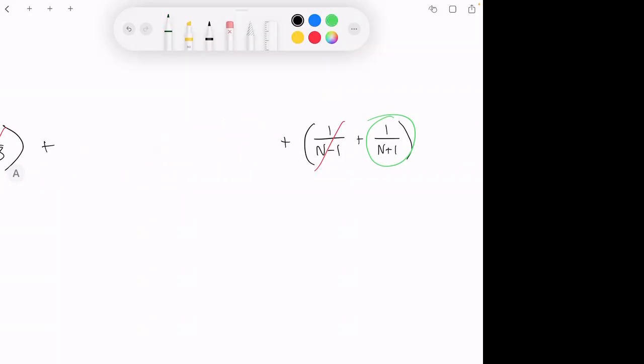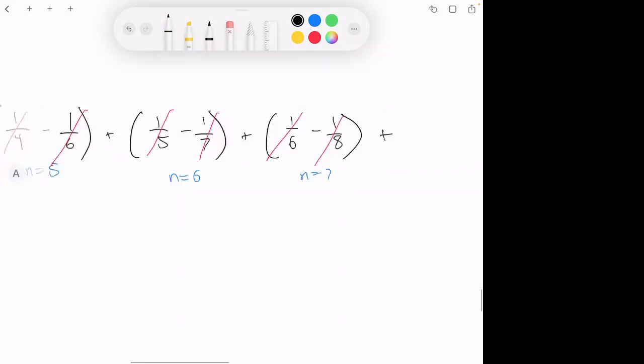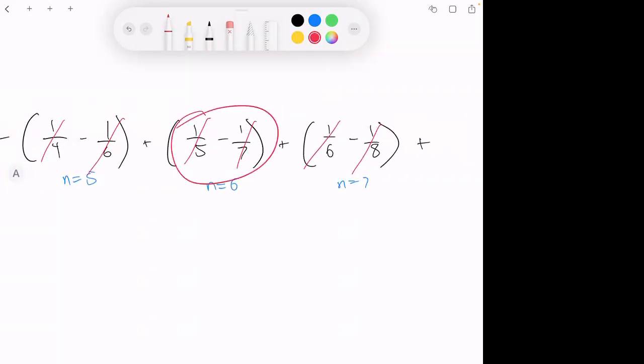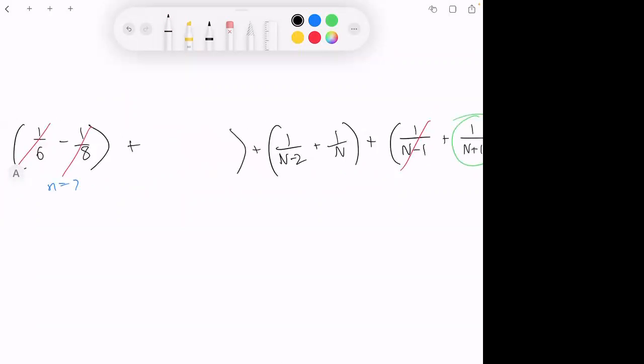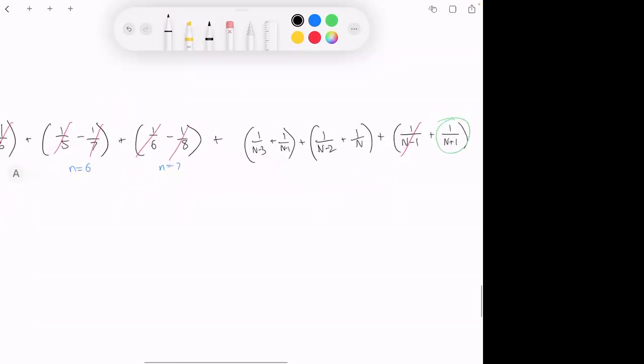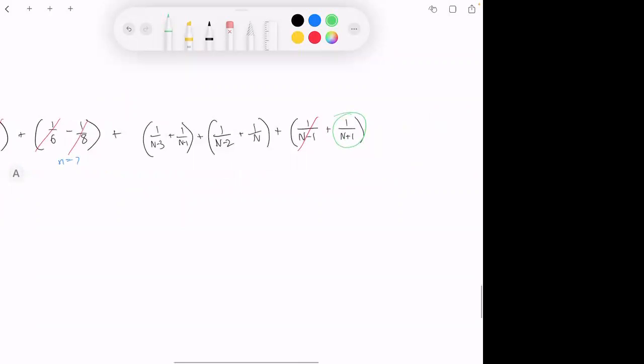The term before that, the term before this one, right? Well, it would be those same two numbers like this one, 1/5 and 1/7, with those numbers shifted down by 1, right? So the term before that would be those same numbers shifted down by 1, like this and this. And the term before that would be those same numbers shifted down by 1, like this and this. And so indeed, everybody's going to get canceled out except for these last two, right?